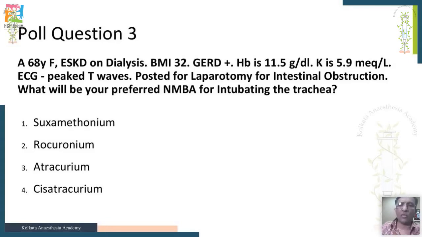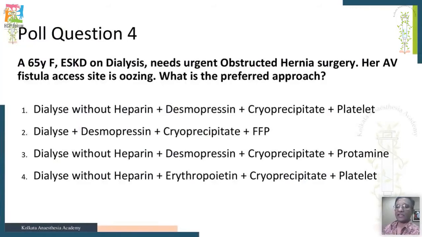Again, this is very straightforward. All you have to do is pick which one you think is the most preferred neuromuscular blocking agent. Kidney disease, BMI 32, reflux disorder, potassium 5.9, peaked T waves, laparotomy for intestinal obstruction. We'll close the poll in 5, 4, 3, 2, 1, and 0. And go to the next poll question.